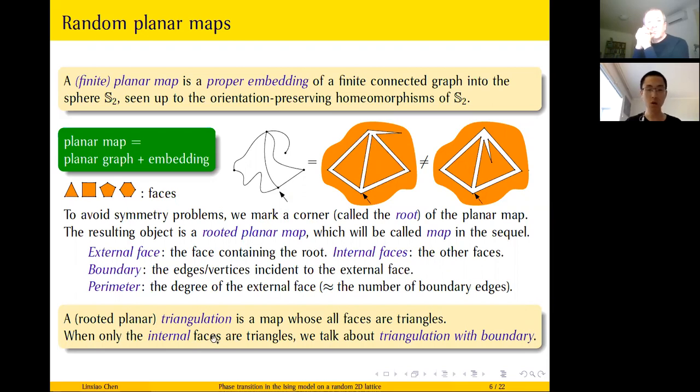And moreover, we call a map a triangulation if all of its faces are triangles. And if only the internal faces are triangles, then we talk about triangulations with boundary. So for example, this one is a triangulation with boundary. Okay, I hope the definitions are clear.